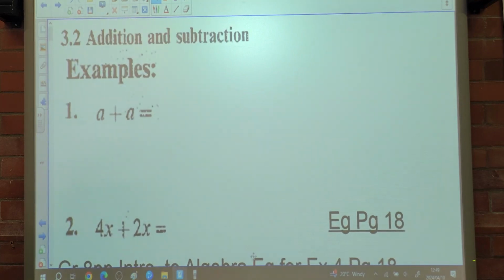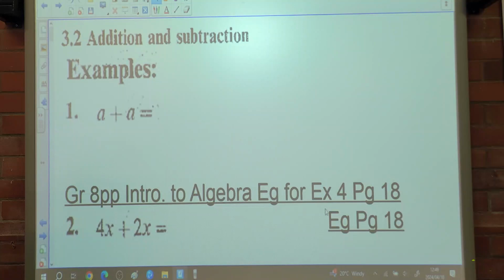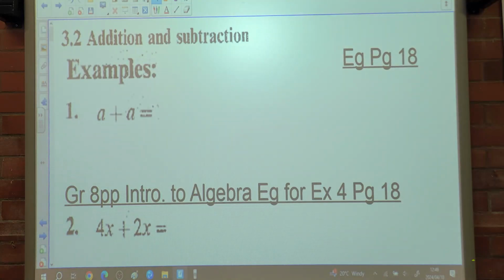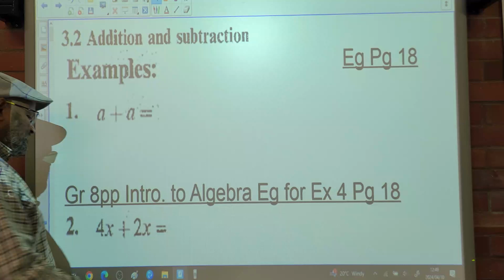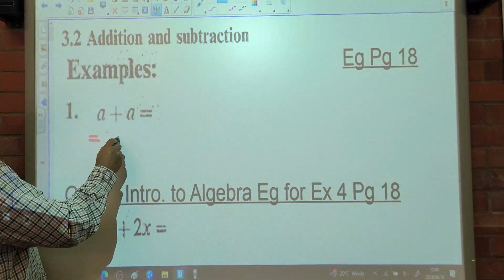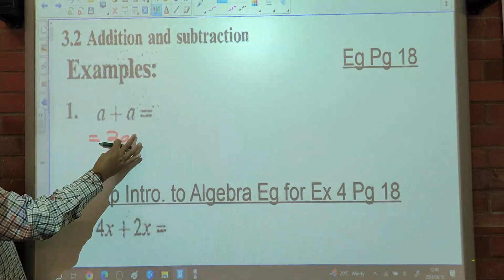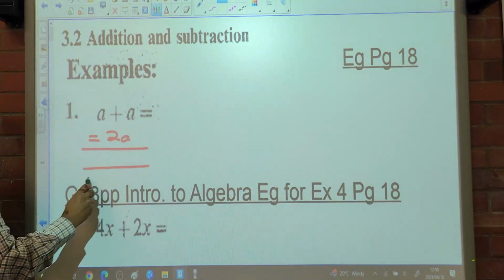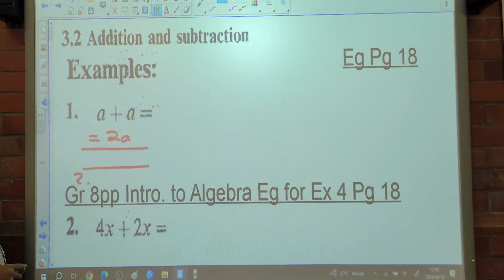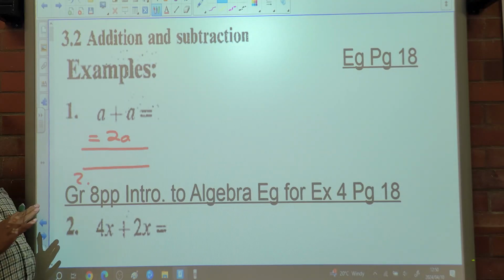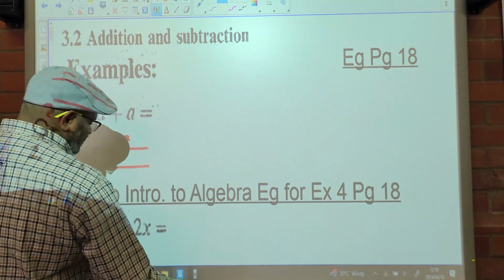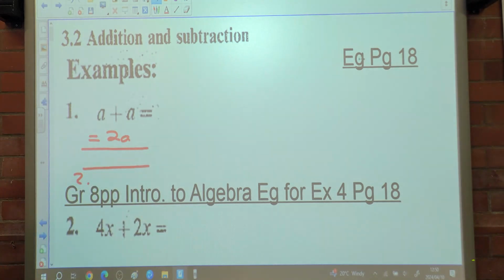Okay, so today we're looking at addition and subtraction. In this lesson we're looking at addition and subtraction on page 18. However, this is the examples for exercise 4 on page 18 as well. The question says a plus a. So what is a plus a? It is 2a. Again, don't write it on the side across like that. You write it below this and you skip a line. And you got number 2. Okay? You all okay with this? Okay, so a plus a is 2a.